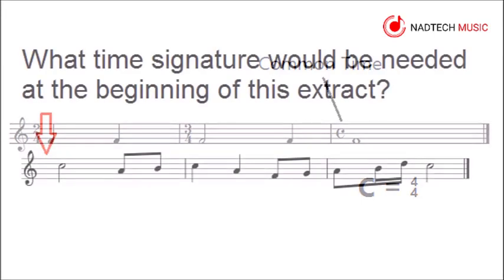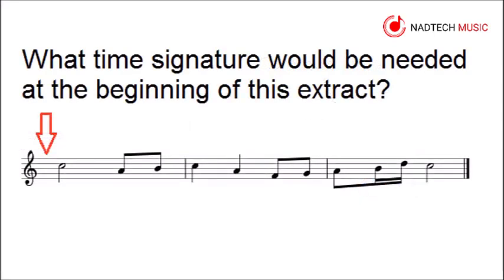Now let's test to see how much you have understood. What time signature would be needed at the beginning of this extract? If we add up the note values in any of the bars that you can see here, they all add up to 3 beats. For example, the first bar, a minim, which is worth 2 beats, and 2 quavers, which are worth half a beat each, adds up to 3.